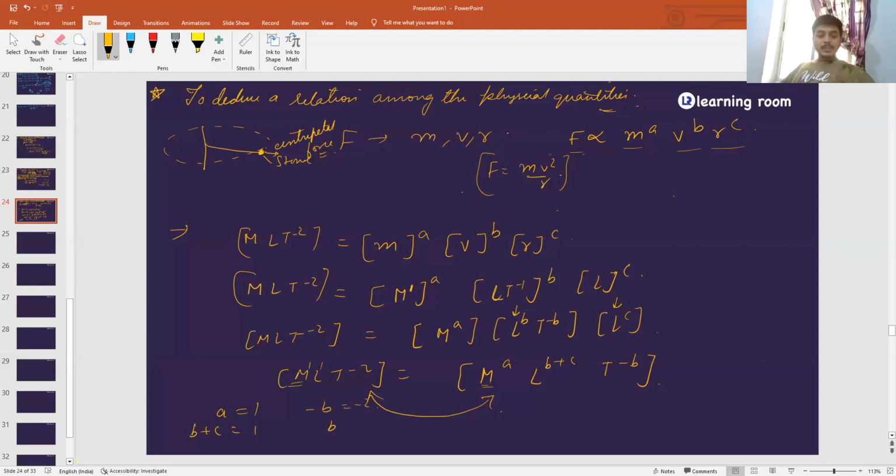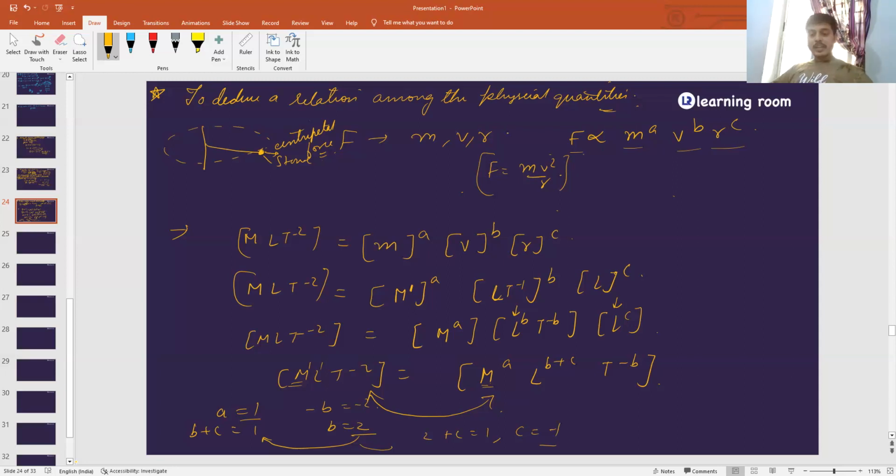So from here we get B is equal to 2. Put B equals 2 in this equation. You'll get 2 plus C is equal to 1. You get C is equal to minus 1. Okay. So now I got the values of A, B, and C. A is 1, B is 2, C is minus 1. Put these values here in this equation.